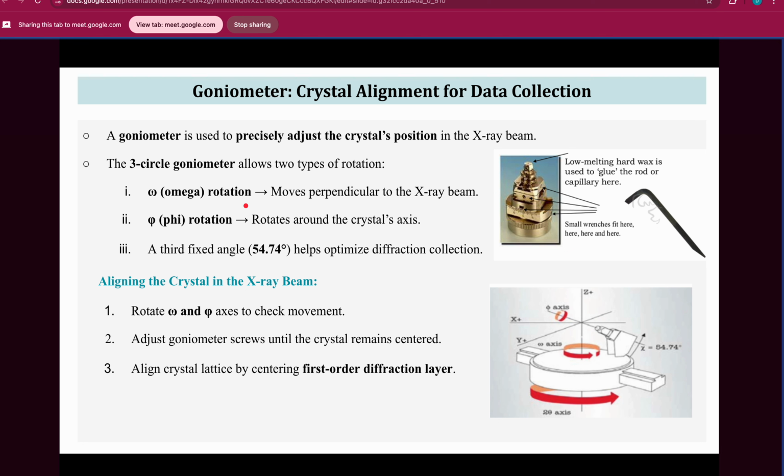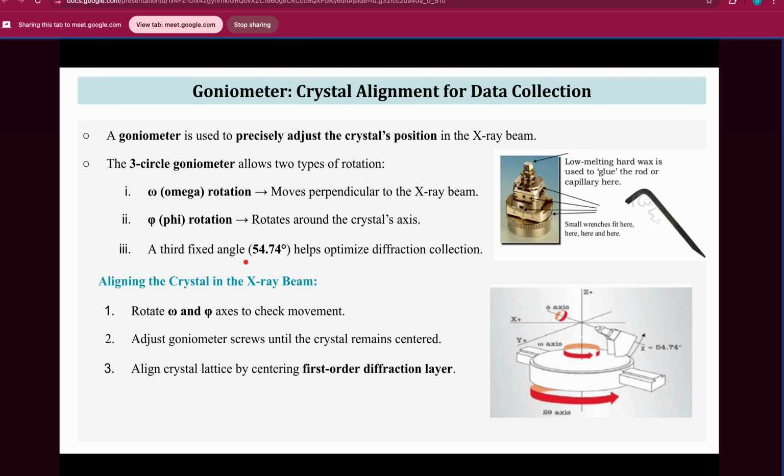The first rotation is the omega rotation, which moves perpendicular to the X-ray beam. If your X-ray beam is coming in this way, the axis which is perpendicular to the X-ray beam will undergo omega rotation. This axis is the perpendicular axis, and this rotation is known as omega rotation. Then comes phi rotation, which rotates around the crystal axis. This is the axis of the crystal, and it rotates around the crystal axis. This is phi rotation, and the rotation perpendicular to the X-ray beam is the omega rotation.